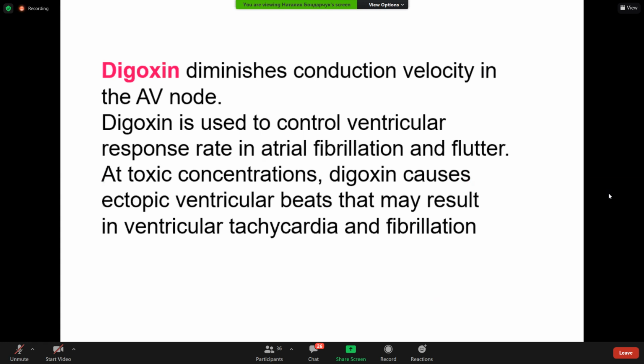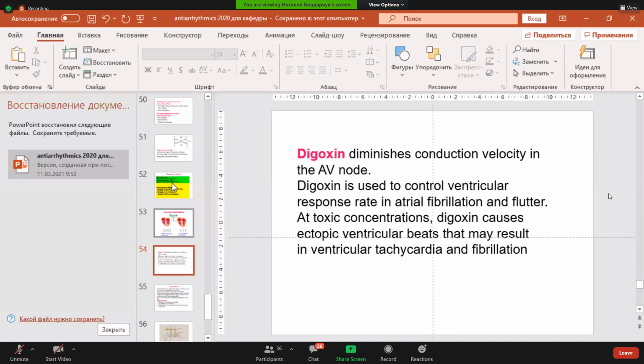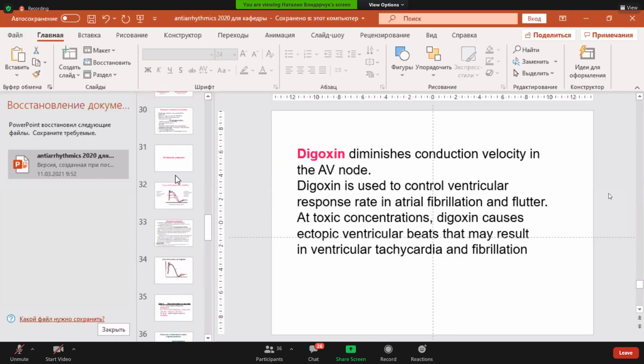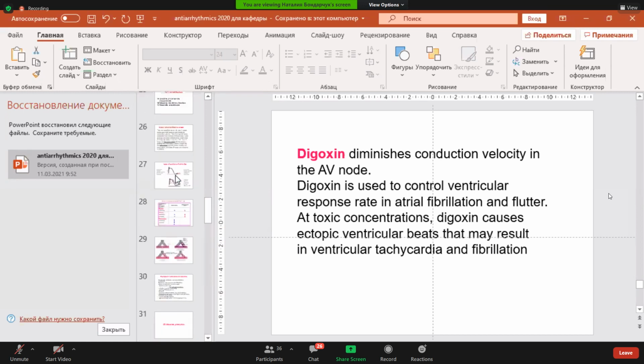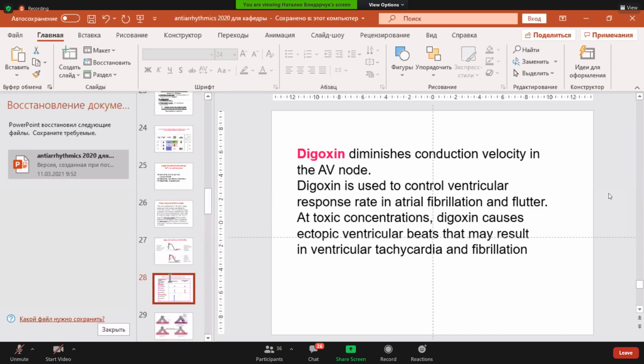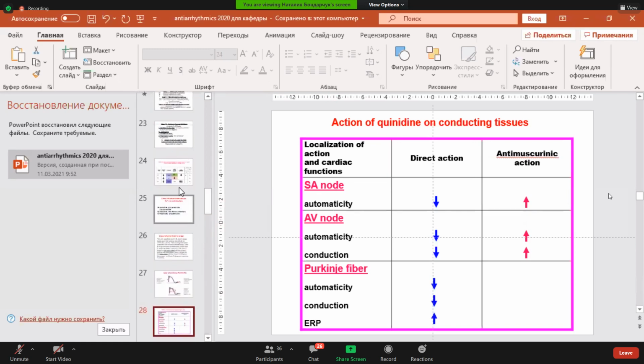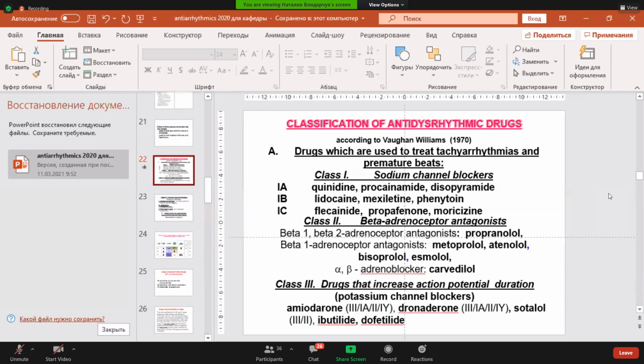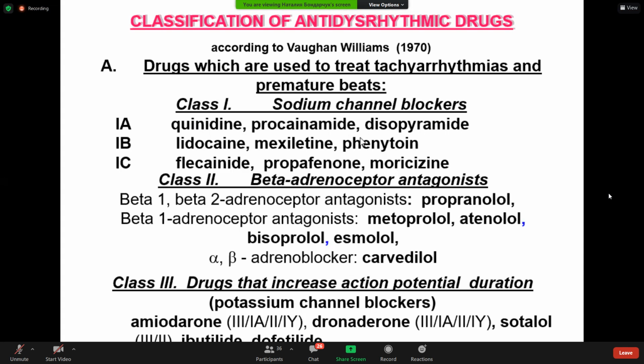And digoxin can be used to treat heart failure, and in the treatment of heart failure, digoxin by itself causes ventricular ectopic beats, and phenytoin will be the drug of first choice. I will show you this phenytoin. It was discussed earlier. It belongs to the sodium channel blockers, 1B class. This is 1A. Here you can see that phenytoin belongs to 1B class of antiarrhythmics.